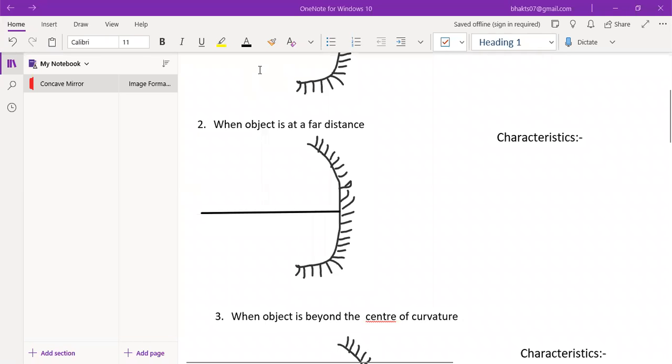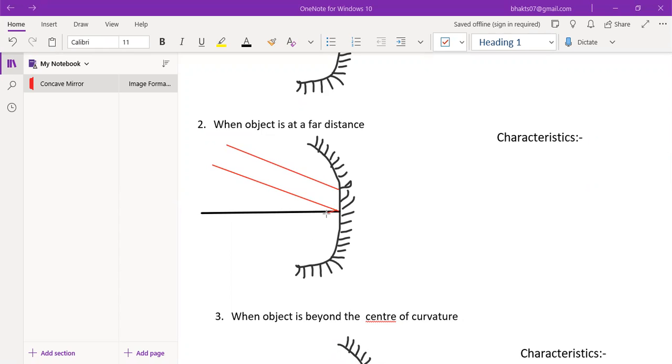Now, the second case is when the object is at a far distance. Again, let us assume this is the first ray and this is the second ray. They hit the mirror together. Let us see how they form the image of the object.